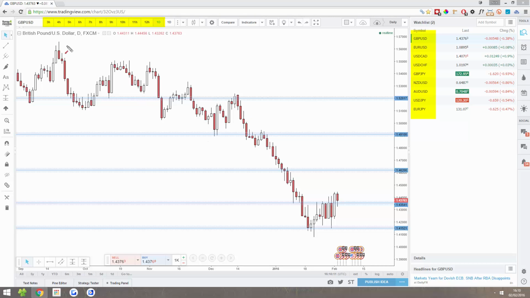One more thing before we get started, these weird timeframes here. You'll see all my timeframes up here. There's a few weird ones like the 5 hour, 7 hour, 9 hour, 10 hour, 11 hour. I do not trade those timeframes. The ones I do trade are the 3 hour, the 4 hour, the 6 hour, the 8 hour, the 12 hour, and the daily.